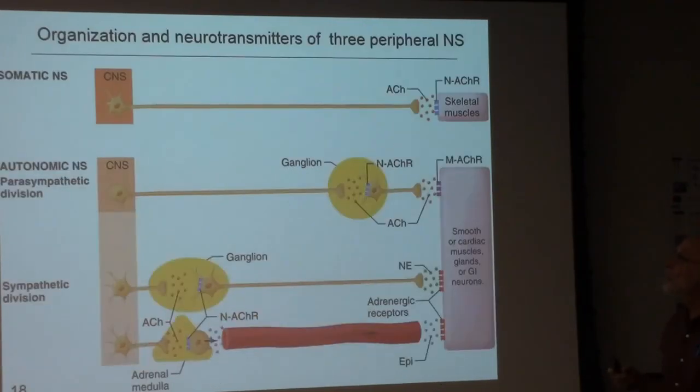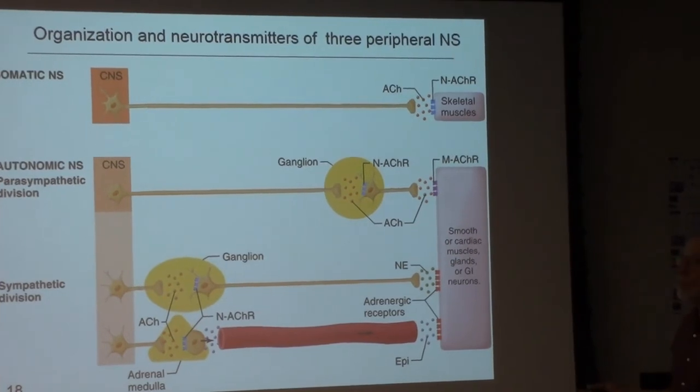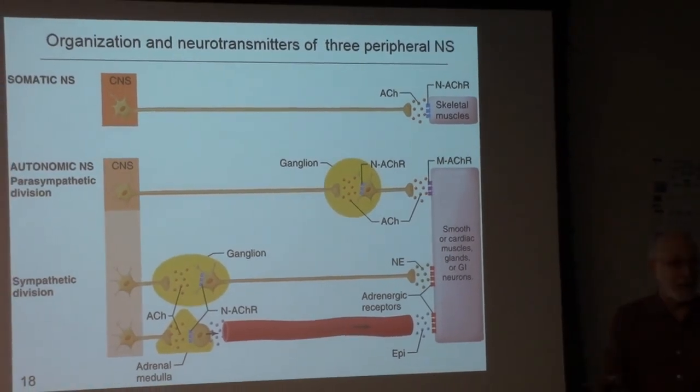So let's break this down just a little bit more. This cartoon is important information to know, but not for the quiz. Let me just be clear, not for the quiz.